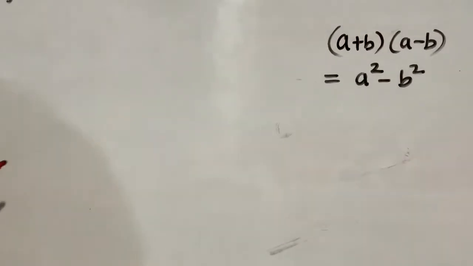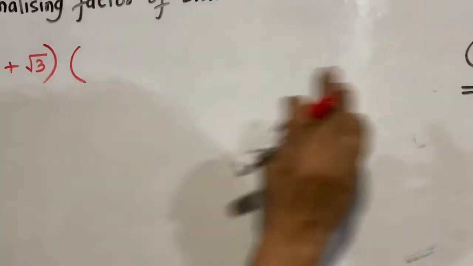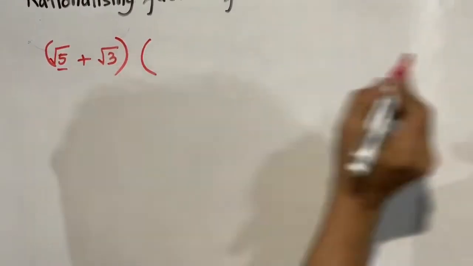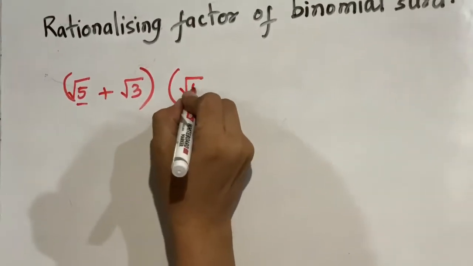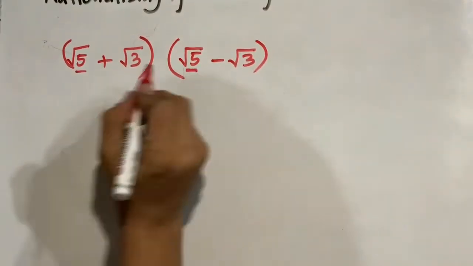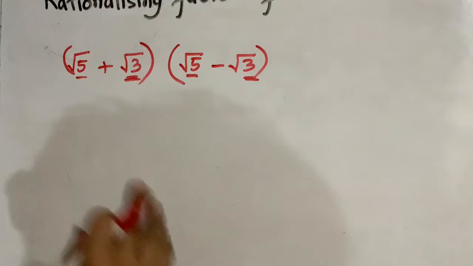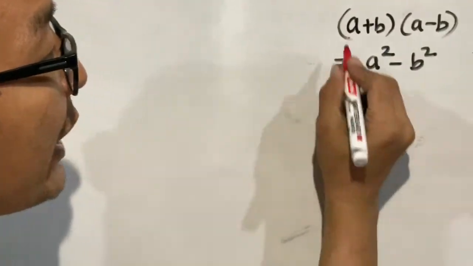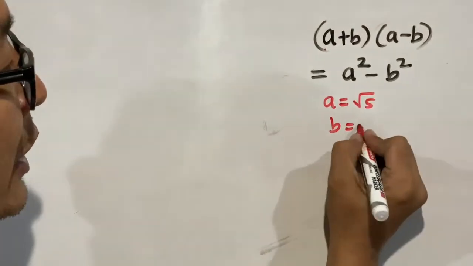So the quick rationalizing factor: a is root 5 plus b is root 3 in this example, and the rationalizing factor is root 5 minus root 3. Only you need to change the sign. So when you do this, the value of a is root 5 and the value of b is root 3.